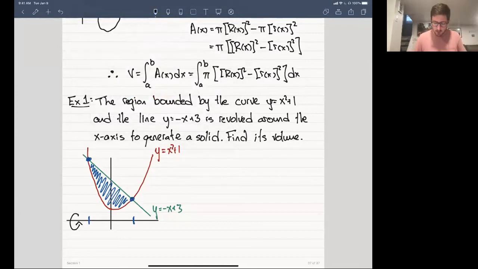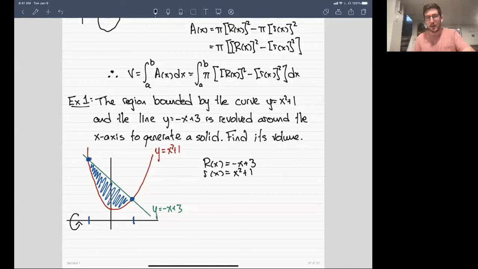So I think the second question there, of the radii, is easier to answer. So let's start with that. We can see that the outer radius is going to be from the center of the object, so that's the x-axis, all the way up to the upper curve. So in our case, this is going to be minus x plus 3, so up to the green curve. That means that my inner radius is going to be given by the parabola x squared plus 1.